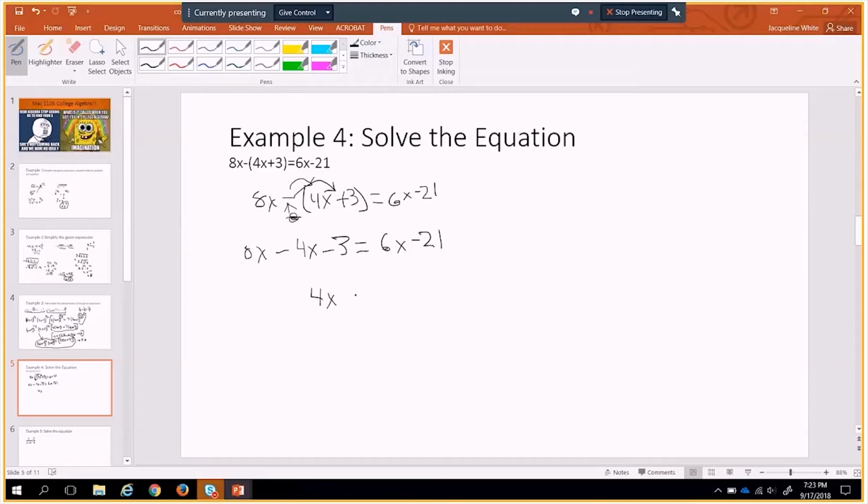All right, guys, so it's 4x minus 3 is equal to 6x minus 21, right? Subtract 6x on both sides. It's going to be negative 2x minus 3 is equal to negative 21. Add 3 on both sides, so we have negative 2x is equal to negative 18, and then divide by negative 2 on both sides, and we're going to get x is equal to 9.